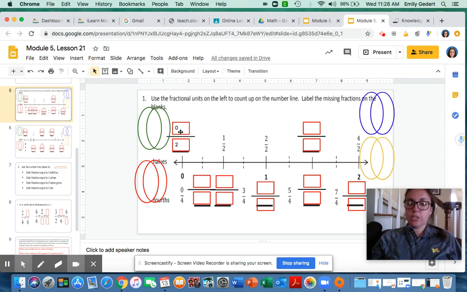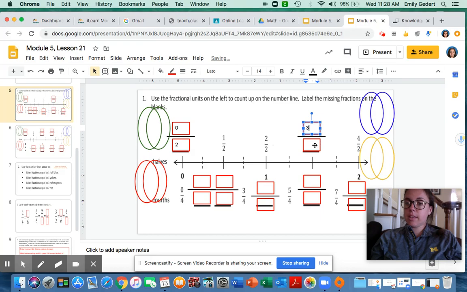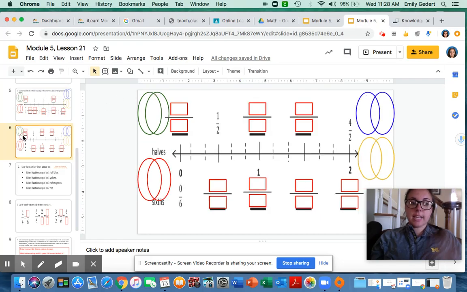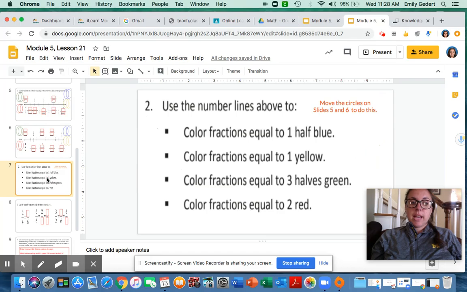0 over 2, so 0 halves, 1 half, 2 halves, then it would be 3 halves. Then you're going to do the same thing down here, only this time you're counting by fourths. So you're going to do that for slide 5 and slide 6. Slide 6, you're again counting by halves, and then you're counting by sixths. These circles are going to be on slide 7, which is number 2.